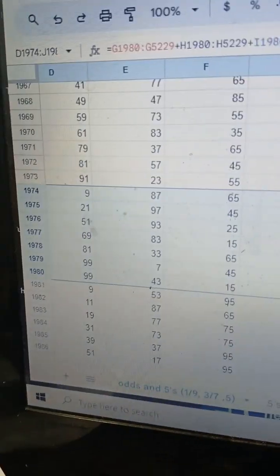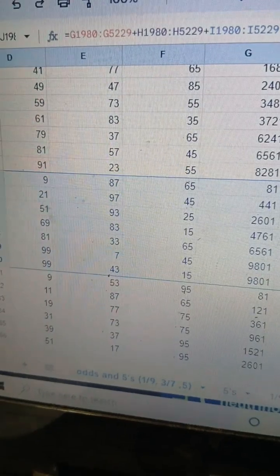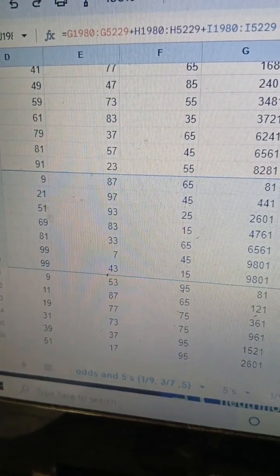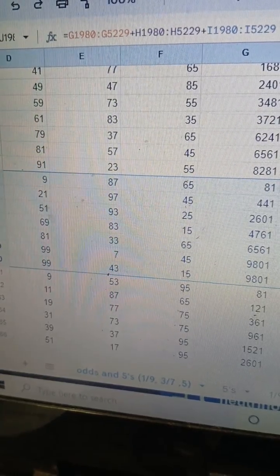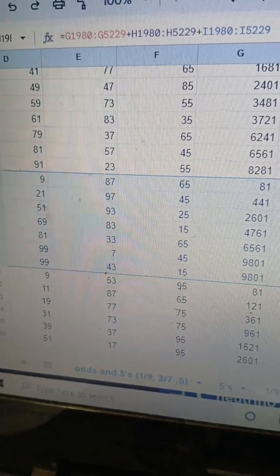Let's say that we go back and check the odds, right, to see if that could possibly fill in the gaps. Well, what you can see here is that none of the numbers are being used in multiple combinations. Well, 45 is being used with 7 and 99 and 97 and 21. Same with 65.